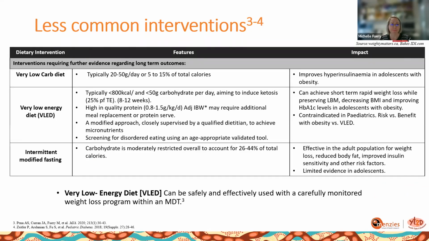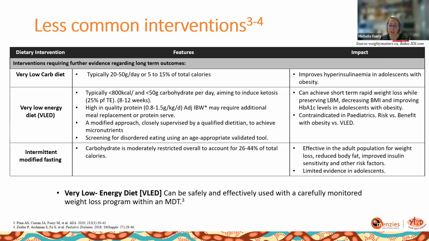So, less common interventions. The interventions requiring further evidence regarding long-term outcome consist of very low carb diets, typically 20 to 50 grams per day. They've been shown to improve hyperinsulinemia in adolescents with obesity. Very low energy diets typically consist of 800 calories per day and less than 50 grams of carbohydrate, aiming to induce ketosis. They include high quality protein, and their impact has been shown to achieve short-term rapid weight loss while preserving lean body mass, decreasing body mass index, and improving the HbA1c levels in adolescents with obesity.